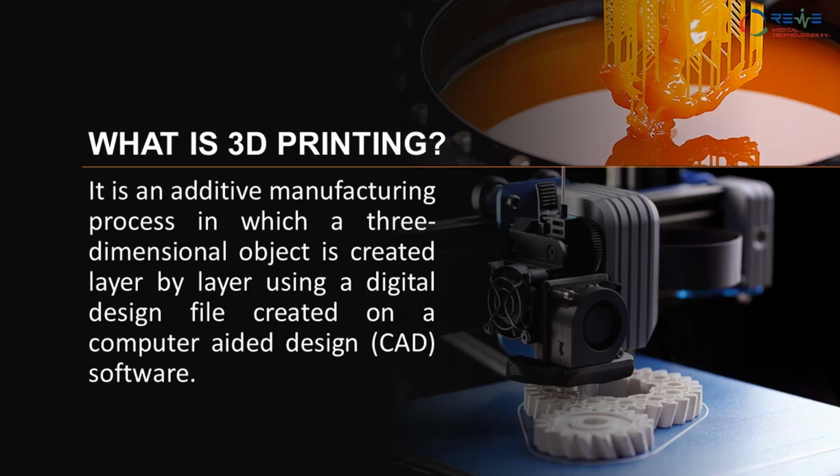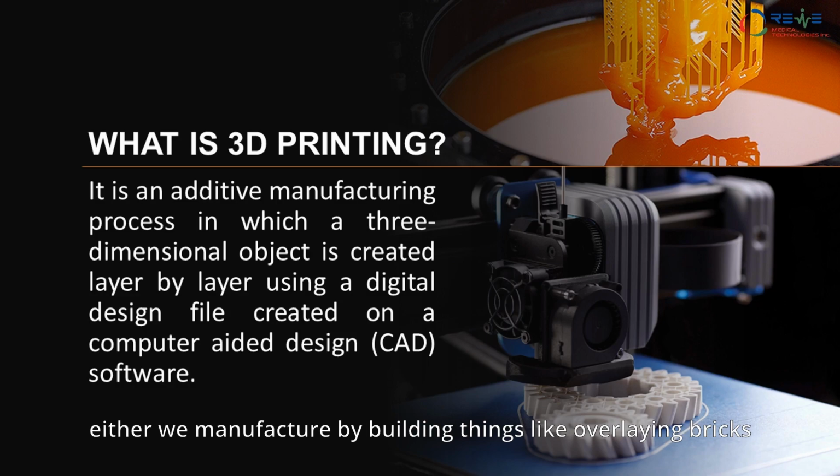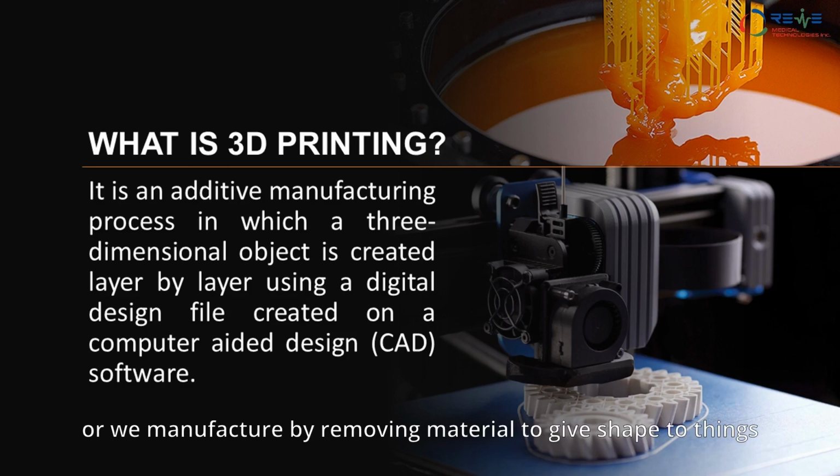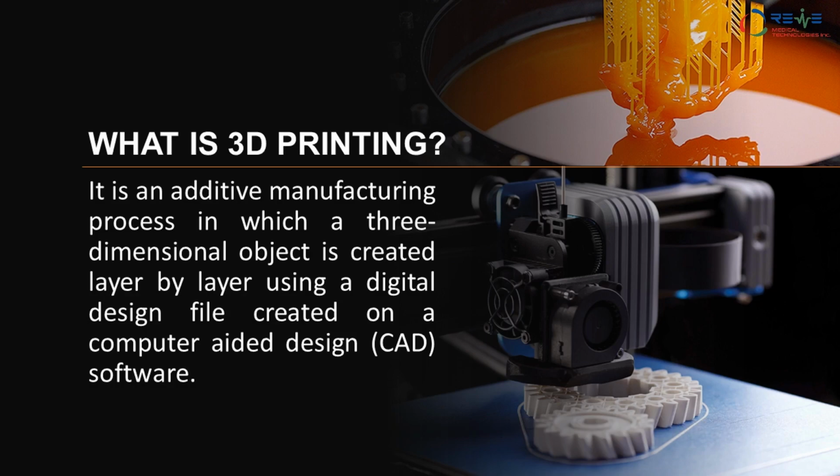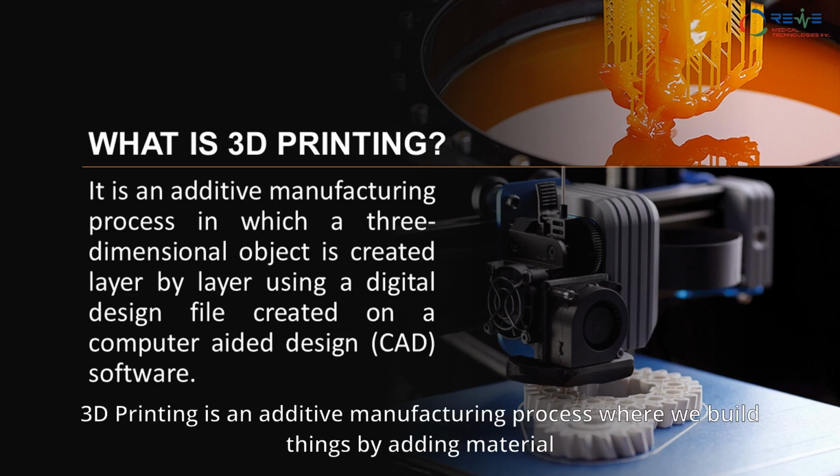What is 3D printing? 3D printing is an additive manufacturing process. What is additive manufacturing? Basically, additive manufacturing को अगर हम simplify करने की कोशिश करें तो हम दो तरीके से चीज़ों को manufacture कर सकते हैं. One is कि either हम चीज़ों को build करके bricks की तरह construct करके तैयार करें या दूसरा है if we उनको remove करके एक shape बनाने की कोशिश करें. तो 3D printing is an additive manufacturing process जिसमें हम build करते हैं चीज़ों को ऊपर add करके.